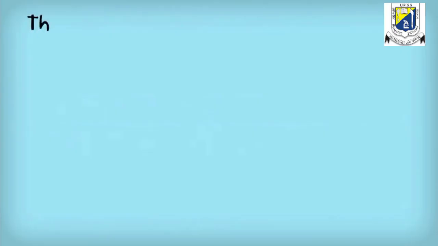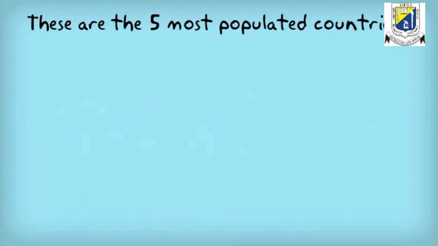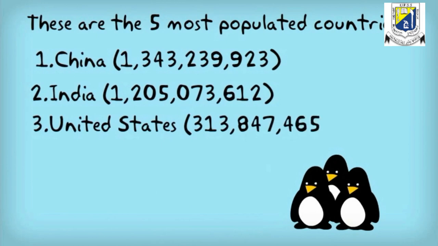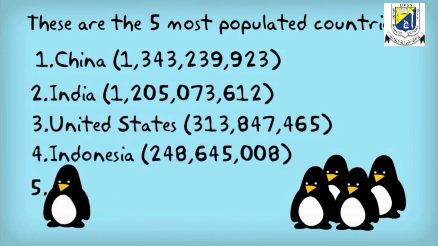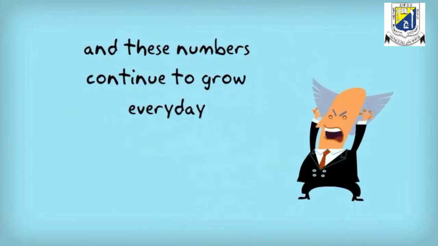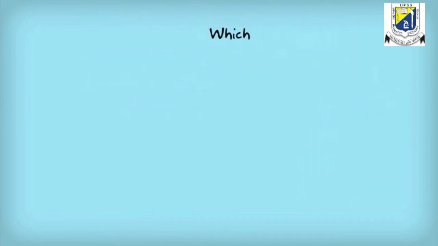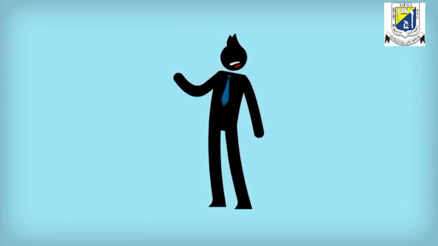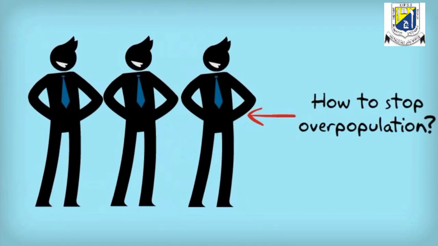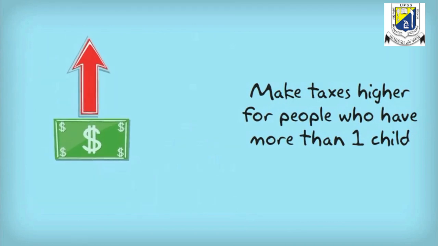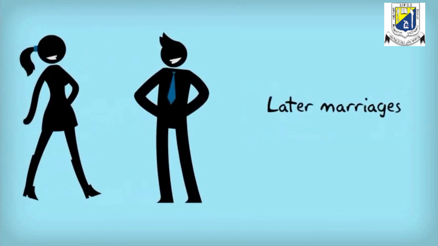Now, a brief information on population growth. These are the 5 most populated countries in the world. We have China leading the pack, India, United States, Indonesia, and Brazil. And these numbers continue to grow every day, which is a very bad thing. That brings us to the concept of overpopulation. Now, how do you stop overpopulation?